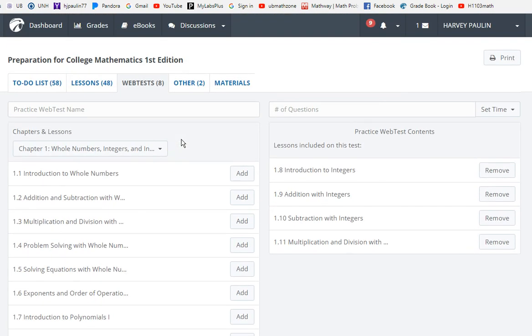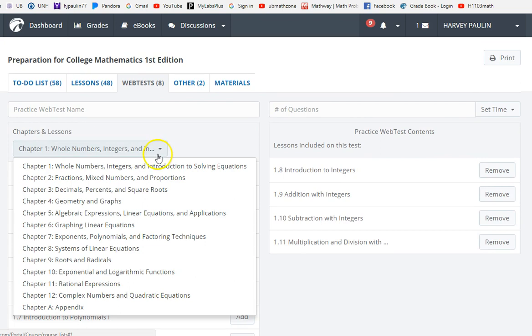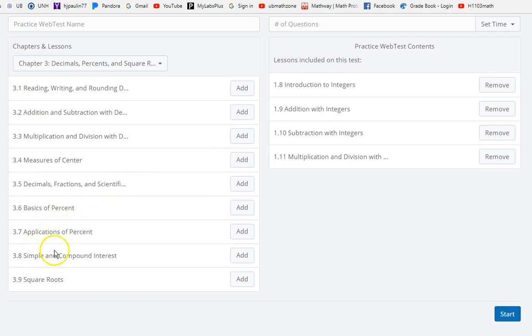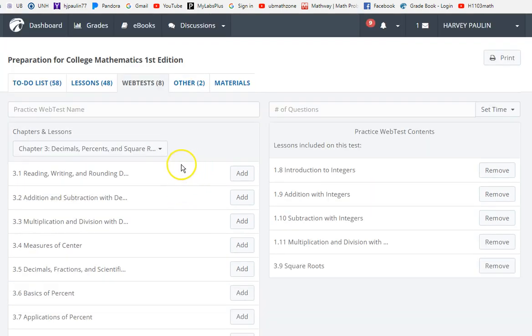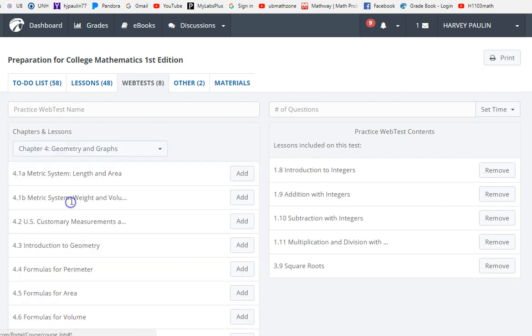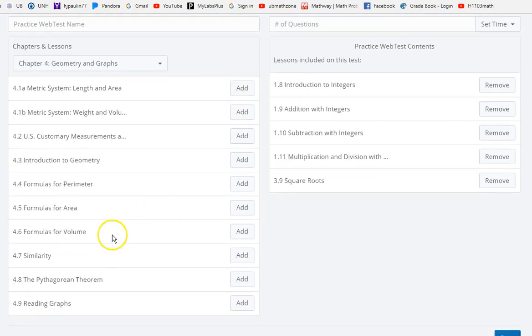And we want to go to some other chapters, something in 3. We did 3.9, add that, and then go back here, and we had one section from 4, which was 4.8.